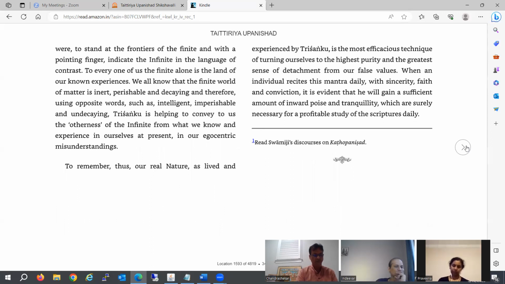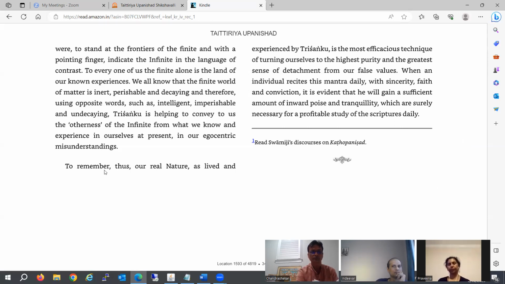To every one of us, the finite alone is the land of our known experiences. We all know that the finite world of matter is inert, perishable, and decaying, and therefore, using opposite words such as intelligent, imperishable, and undecaying, Trishanku is helping to convey to us the otherness of the infinite from what we know and experience in ourselves at present in our egocentric misunderstanding.